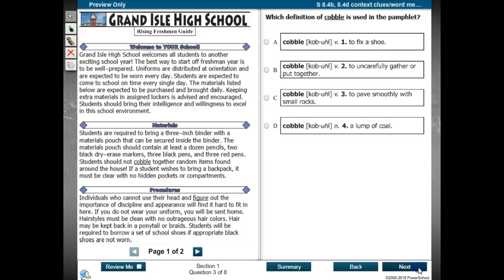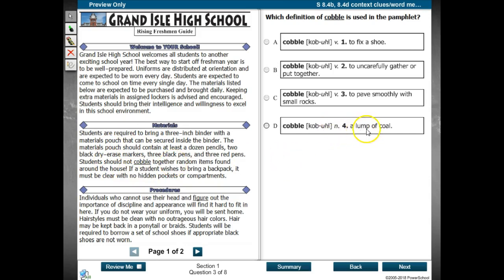For question number 3 and 4, we're going to use this, but really all you need is to find where the word cobble is used and look at the dictionary entry and figure out which connotation. So for instance, if you're talking about the word run, you could have run like you race, or run like a river runs, or run like a run in your pantyhose, and they all have different dictionary definitions. So, students should not cobble together random items found around the house. If a student wishes to bring a backpack, it must be clear with no hidden contents or compartments. So you should not cobble together random items.